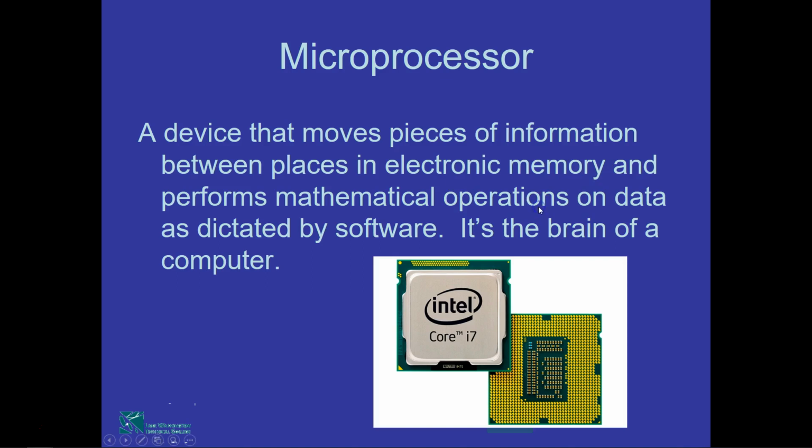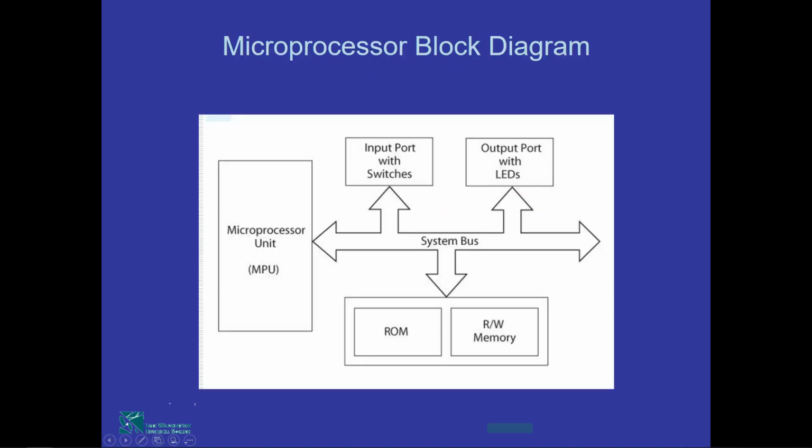Now let's see the block diagram of a microprocessor. You see here, it is the block diagram where this is your microprocessor unit, and the short form is MPU. And you can see how it is connected to the system bus, and this system bus is further connected to different blocks, and these blocks are input port with switches, output port with LEDs, ROM which is the memory, and then you have read and write memory. So this is the memory section.